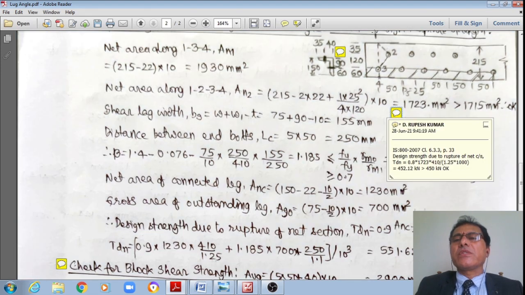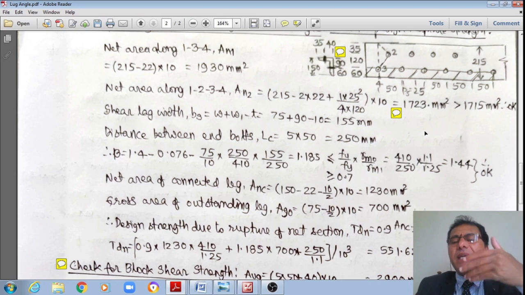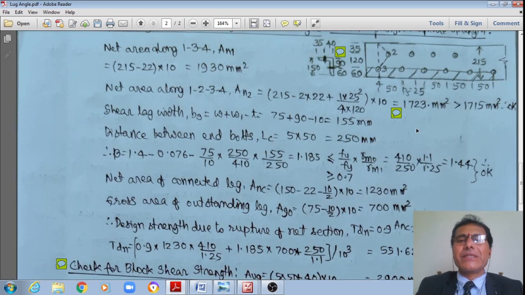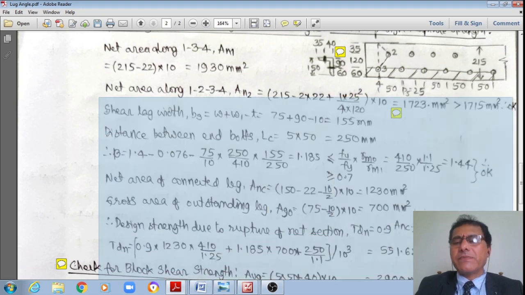However, along this 1 2 3 4, the design strength due to rupture of the net cross section is just greater than required. That's why I told students that this is the optimized design, where we started with 25% excess. If you don't want to optimize, simply increase the gross area by 50%. It is just greater than 450, therefore okay. Otherwise, if it is less, another iteration is required. Further checks are not required as per the code.